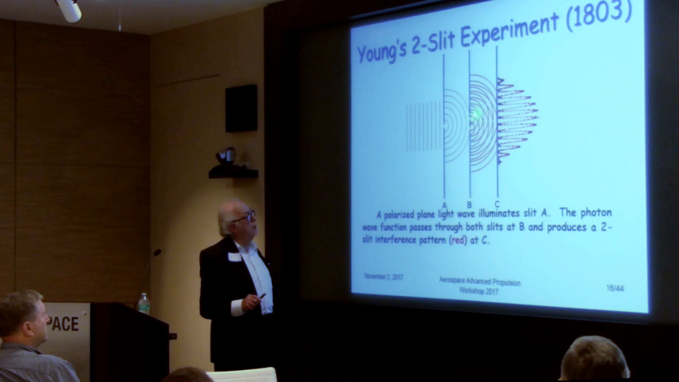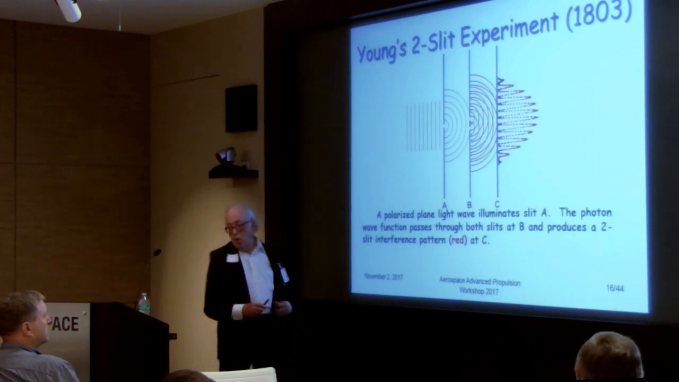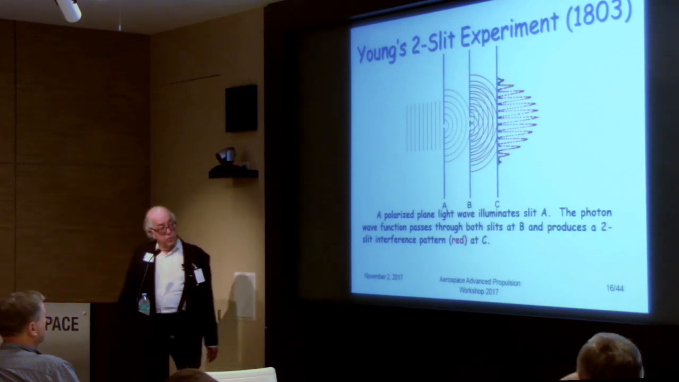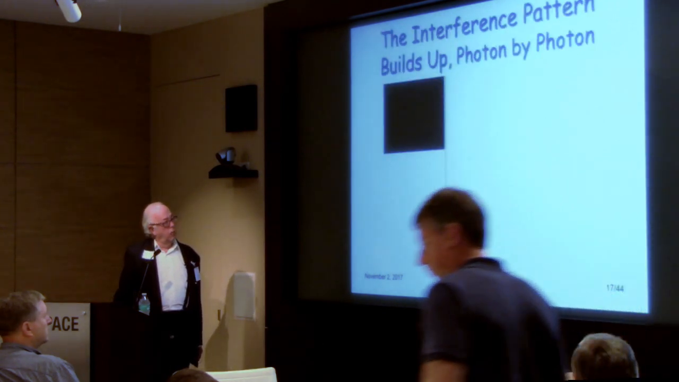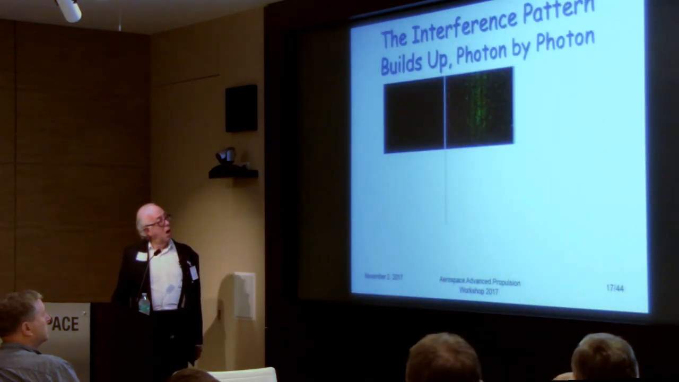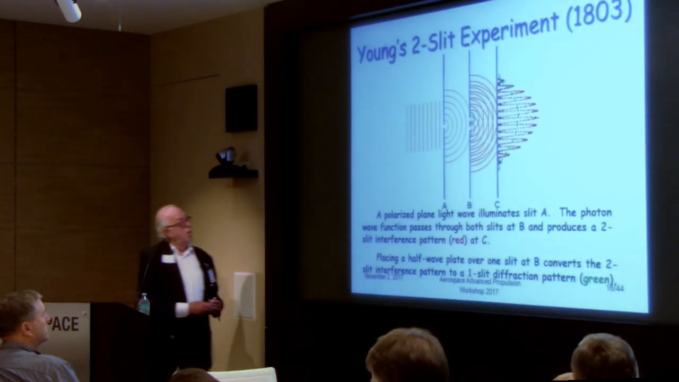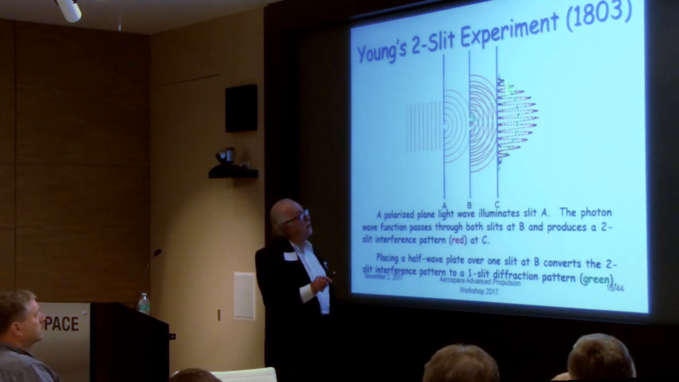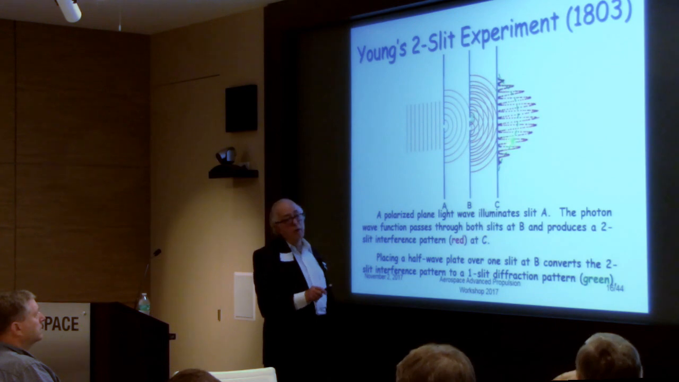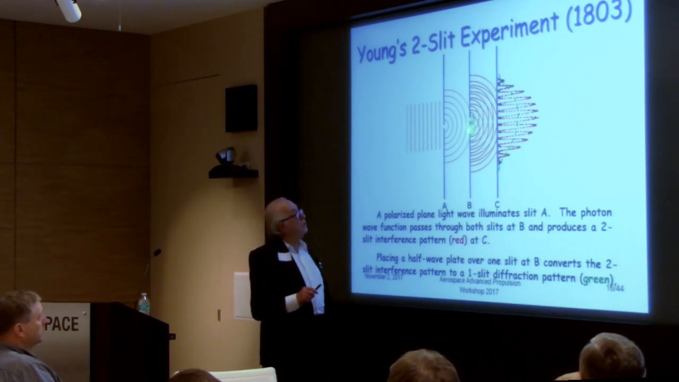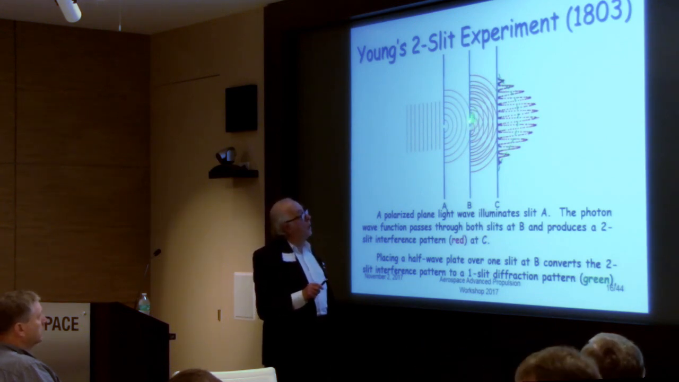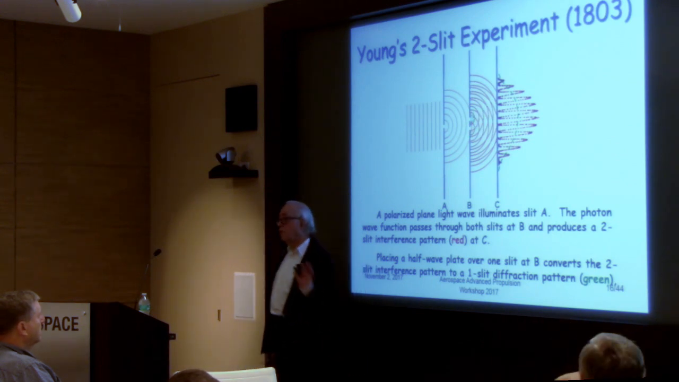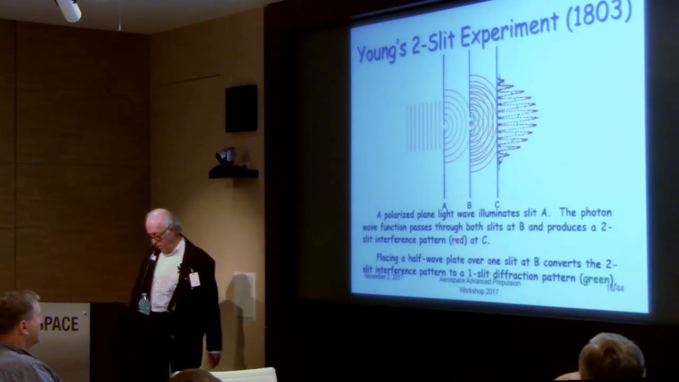a half wave plate, which changes the polarization, over one of these slits, then the interference pattern is replaced by a diffraction pattern. The interference goes away. The interference is killed by having one polarization coming from one slit and the other polarization coming from the other slit. So that's something one would like to understand and explain.